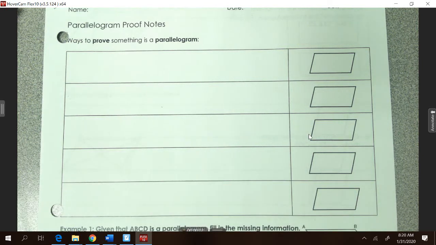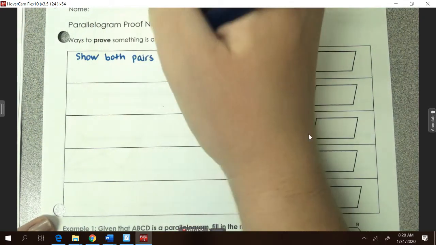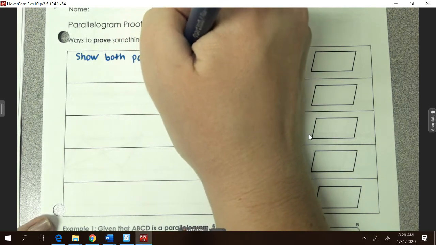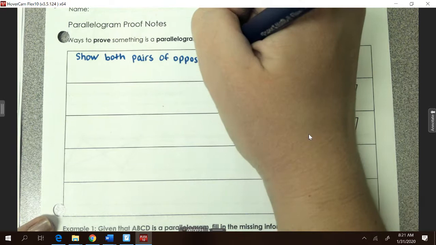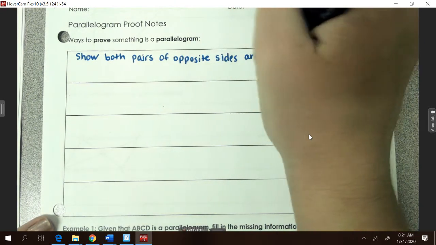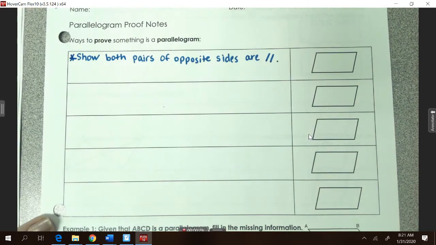Okay, so ways to prove that something is a parallelogram. The first way to prove that something is a parallelogram is to show that both pairs of opposite sides are parallel. That's way number one. Shows both pairs of opposite sides are parallel.